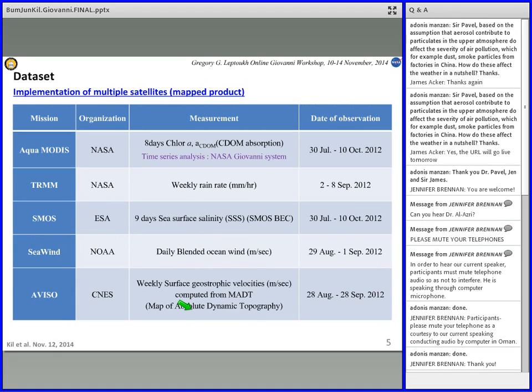Because it is challenging to clarify the origination of the optical tail using a single remote sensing measurement, we employed multiple satellite measured variables. As shown in the table, we employed chlorophyll A and CDOM absorption from Aqua MODIS, rain rate from TRMM, sea surface salinity from SMOS, blended wind from NOAA sea winds, and surface geostrophic velocity from AVISO. We specifically used the Giovanni system for time series analysis of chlorophyll A.